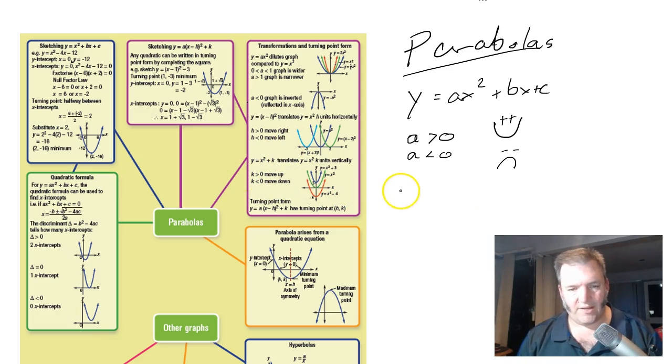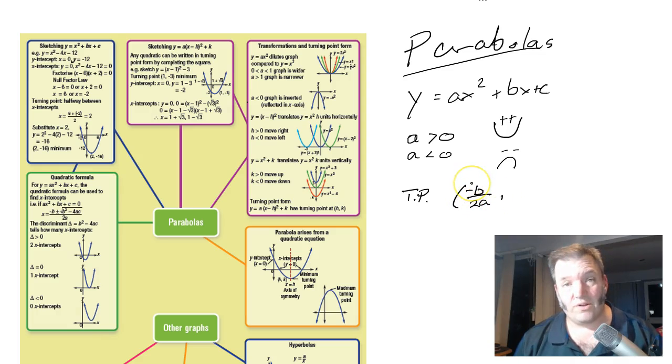The turning point. You should have this written down on your summary sheet. The x-coordinate of the turning point is negative b over 2a. The y-coordinate of the turning point: you might just want to find the x-coordinate and then substitute that value into your equation for x. Alternatively, you can remember 4ac minus b squared over 4a, and that will also give you the y-coordinate of the turning point.